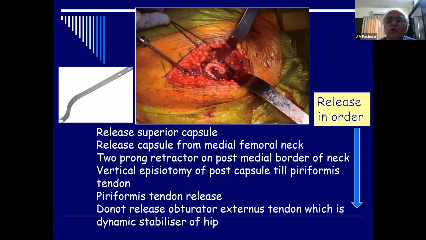The third structure you release is a vertical episiotomy of the posterior capsule. The posterior capsule is here, so we do the episiotomy from there till the piriformis fossa, till the piriformis. So the sequence is: capsule release superior, followed by medial capsule, followed by vertical episiotomy of the posterior capsule till you see the piriformis tendon.